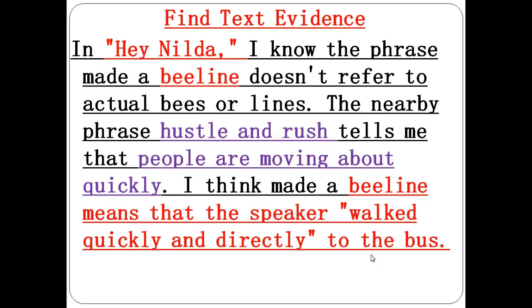Beeline means that the speaker who is telling the story in the narrative form, and who was that speaker? The speaker is Nilda. Nilda was saying to Rachel in that narrative poem, walk quickly and directly, so she used beeline.